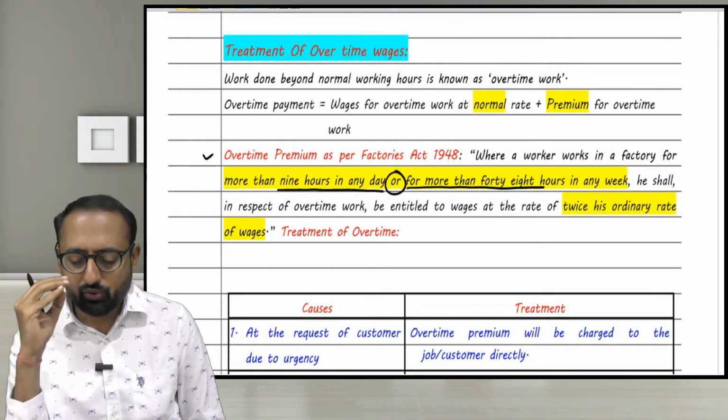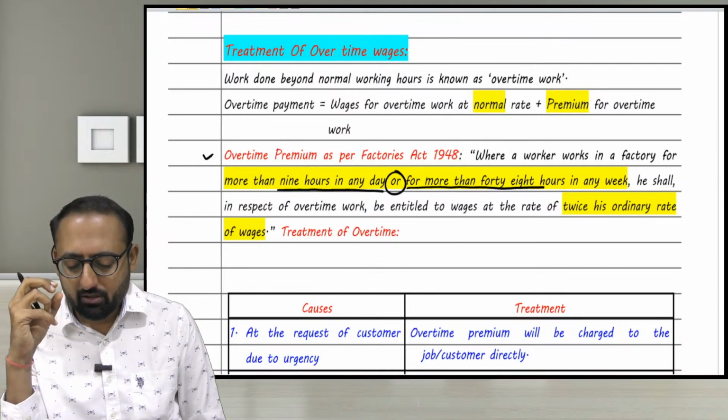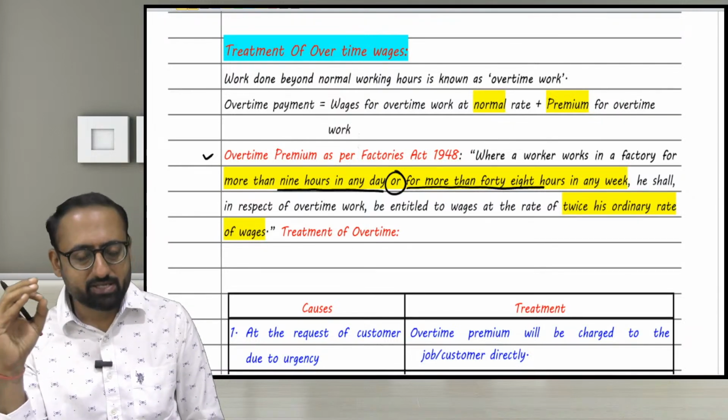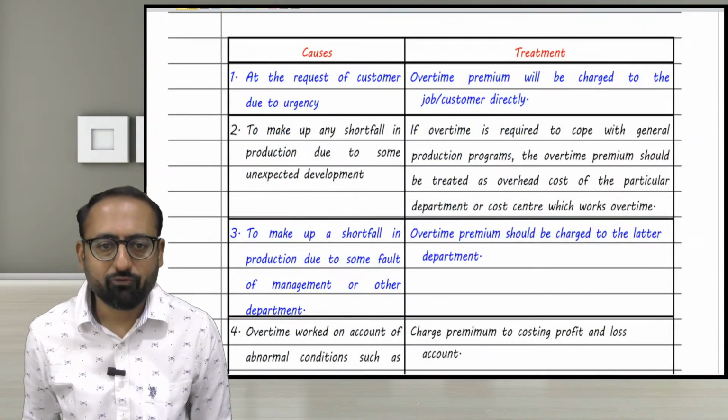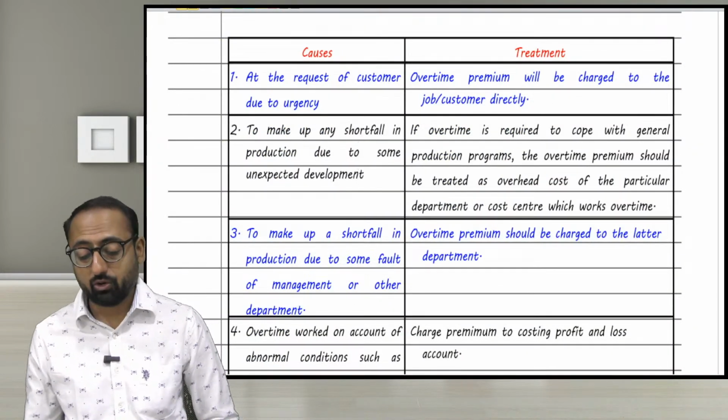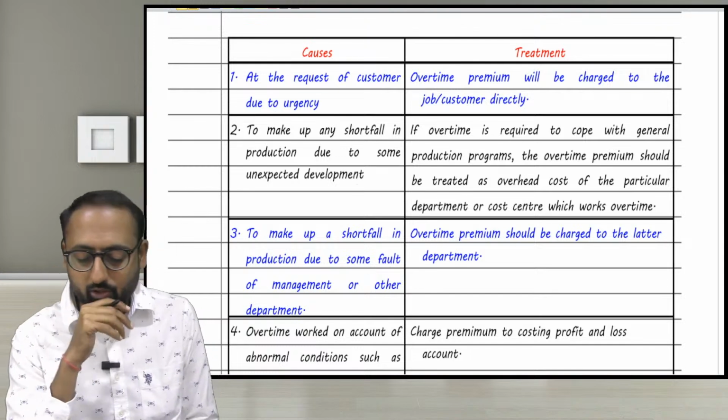So this is your part of that Factories Act. Next, guys, let's see the various treatments of labor overtime. First, the causes of labor overtime.